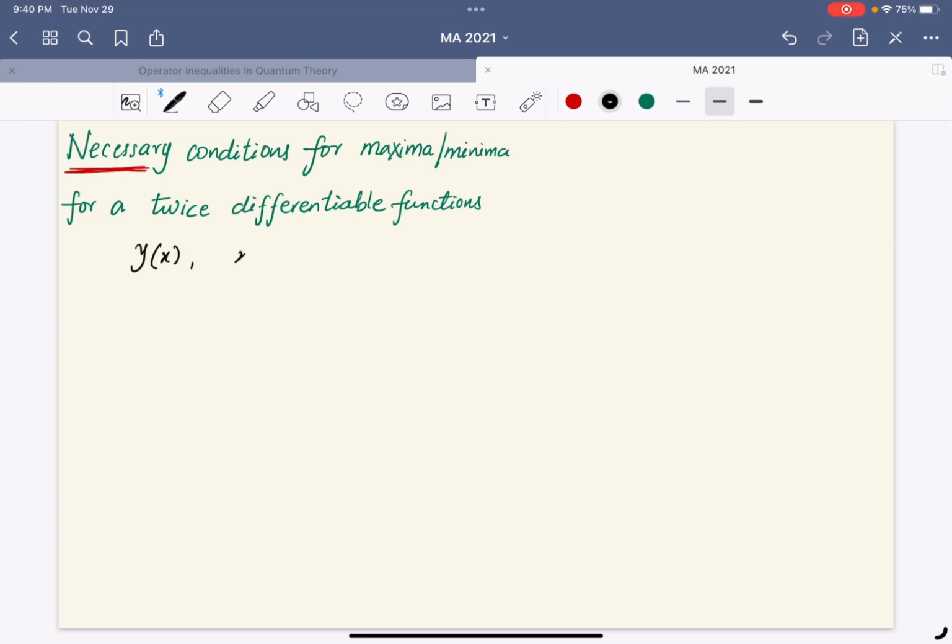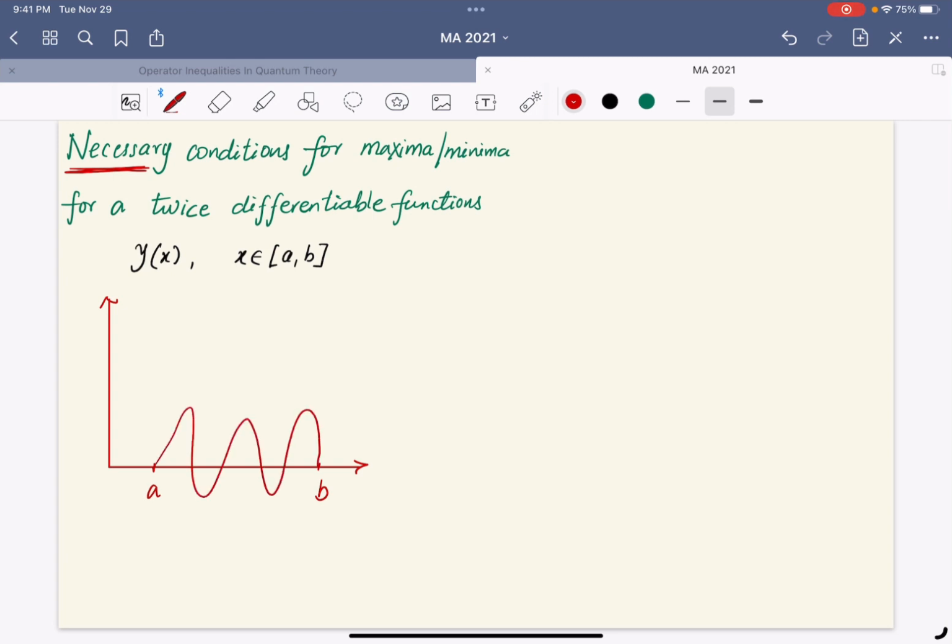So remember, we are trying to find the necessary conditions for maxima and minima. Now consider y, which is a twice differentiable function on interval [a, b]. Its graph is going to look something like this. So here you have a, here you have b. Suppose this is the graph of the function. Now this point xi is a local maxima, right? And this point eta is a local minima.